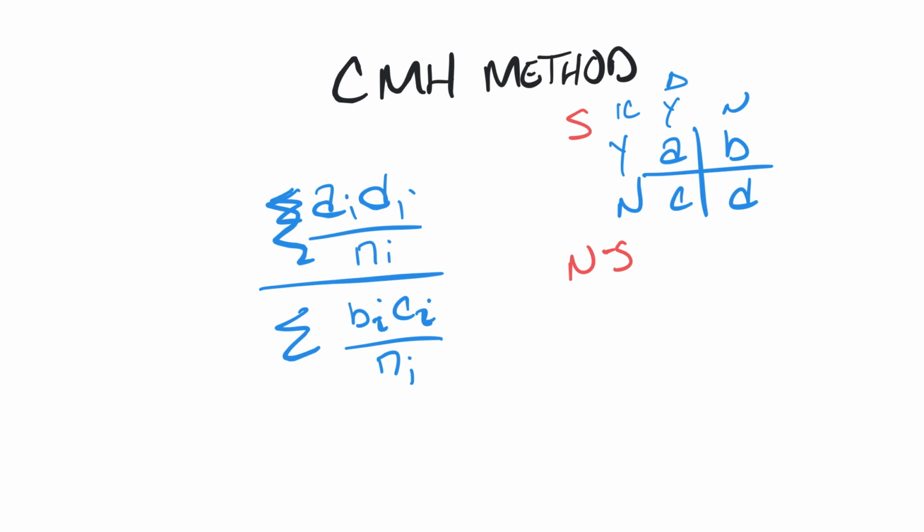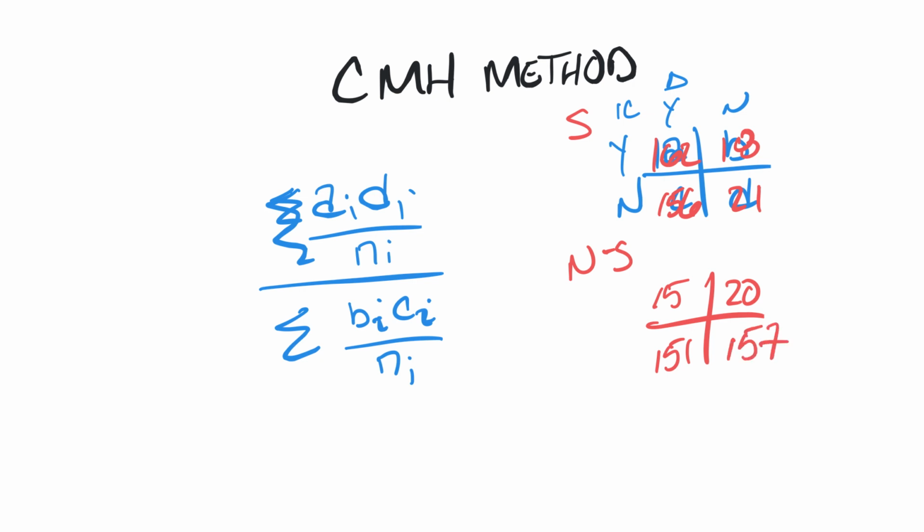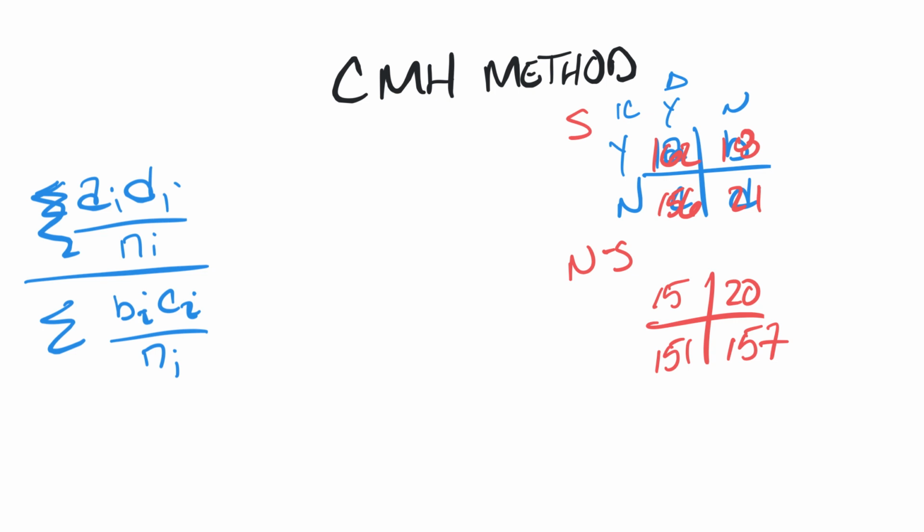And so for the summer, A is 162, 18, 156, 21. And for the non-summer, it looks like this: 15, 20, 151, 157. So what I'm going to do is move this equation over to the side. There we go. And now let's do our equation.